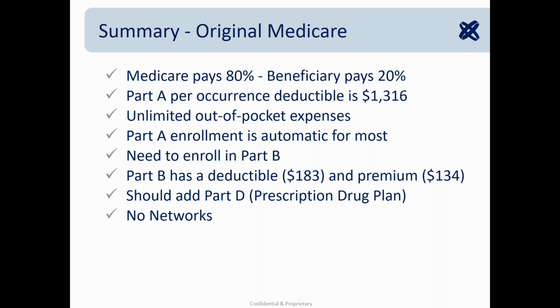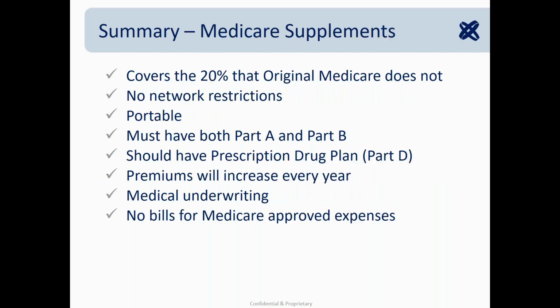You should add a Part D prescription drug plan when you get a Medicare supplement. Original Medicare does not have a network. As long as your doctor and hospital accept Medicare, you're fine. As you can see by all these out-of-pocket potential costs, that's why you need to get another plan such as a Medicare supplement, Medicare Advantage plan, and a standalone Part D drug plan.